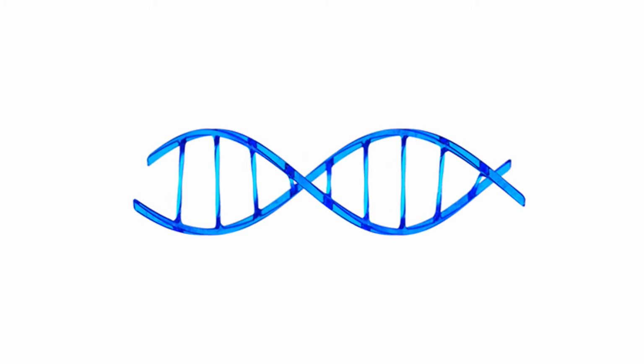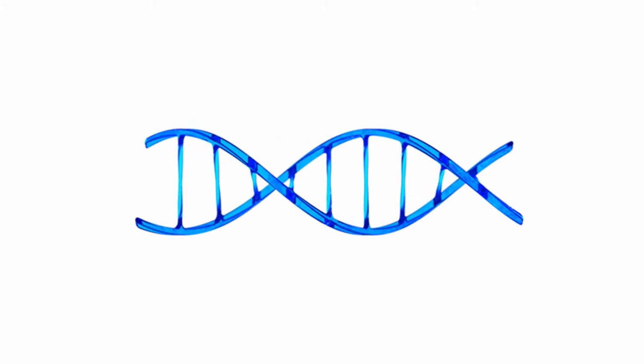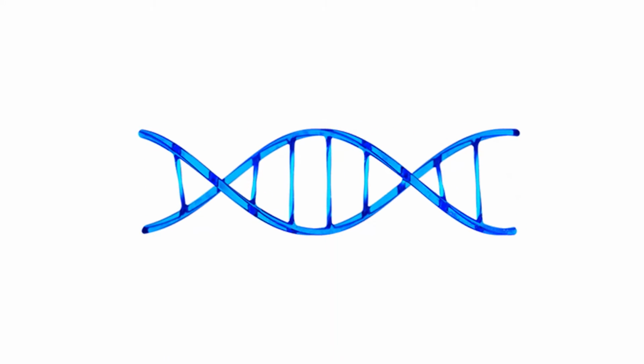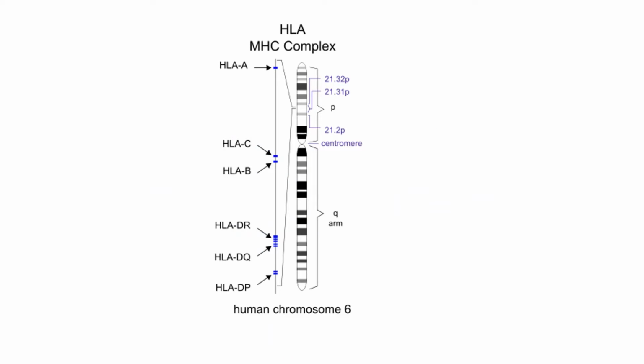So what is it that makes someone susceptible to celiac disease? From a genetic perspective, it's thought that the human leukocyte antigen genes, HLA-DQ2 and HLA-DQ8, contribute to the development of celiac.